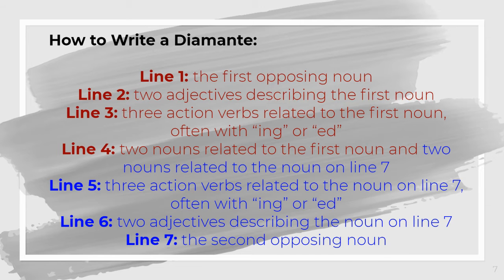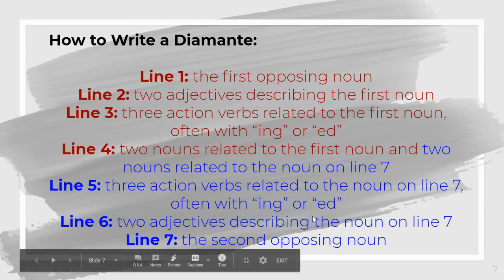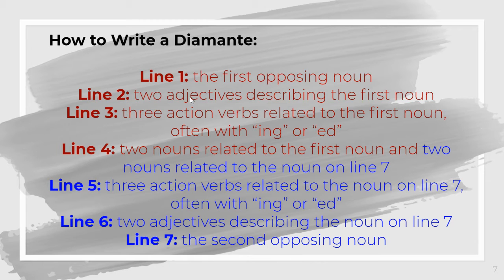Once you're back, you can look at this sample of this different 7 lines. So you'll see 2 different colors here. The first ones in this maroon color will relate to this first noun, and the bottom ones here in blue will relate to line 7's second noun. So they do follow a pattern. So you'll list your first noun on line 1. Line 2 will have 2 adjectives describing the first noun. Line 3 will have 3 action verbs that are related. They often end with ing or ed.